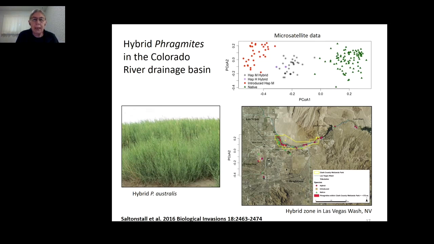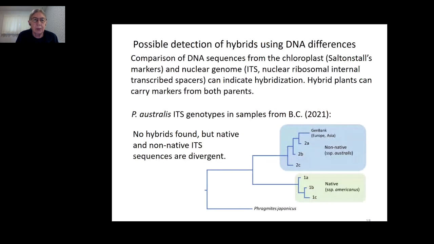And so we're interested in that. This is a study done in the Colorado drainage basin, in which hybrids were reported. And the diagram at the top shows molecular data, in which the dots in the middle are the hybrids, and they were making established clusters, established stands in between native and non-native populations. This is just in a small area, presumably still small enough to control, but it's something that one needs to keep in mind where the two subspecies occur.